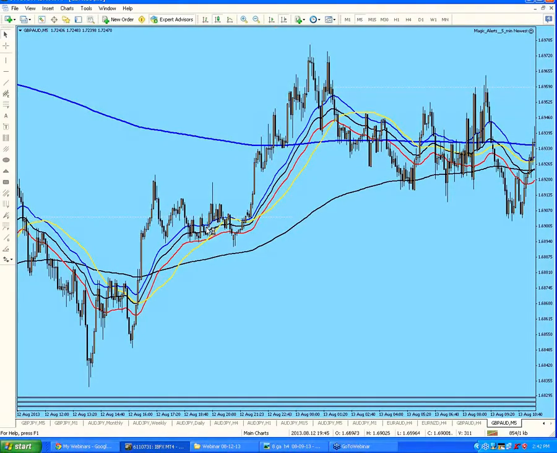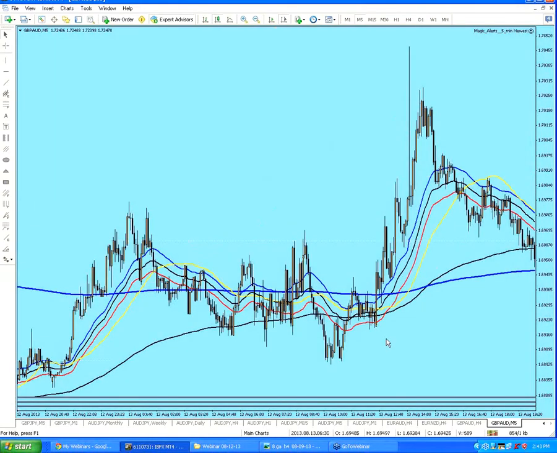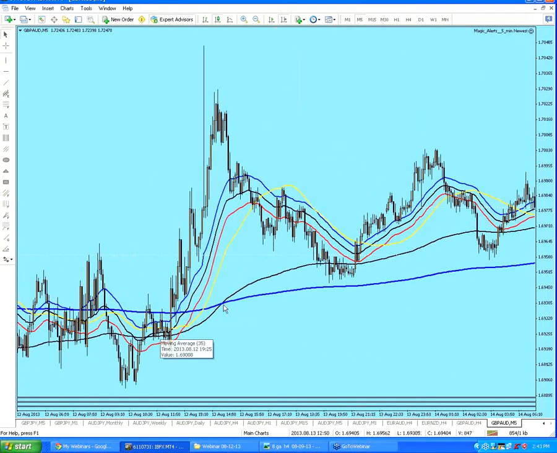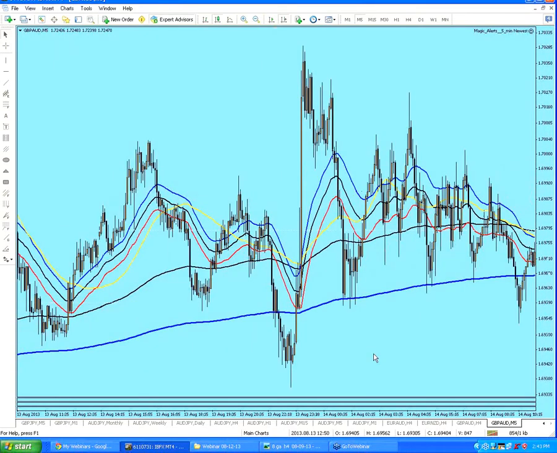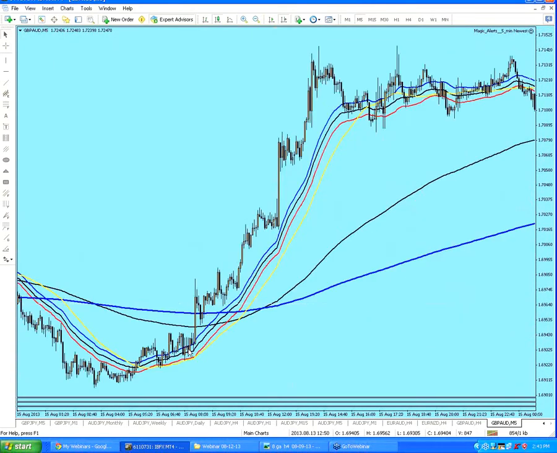This is one of the entries here, and then you have another good entry here. But these are small trades, though. The big trade comes later on. See, this one was one of the big entries. Let me show you this one.